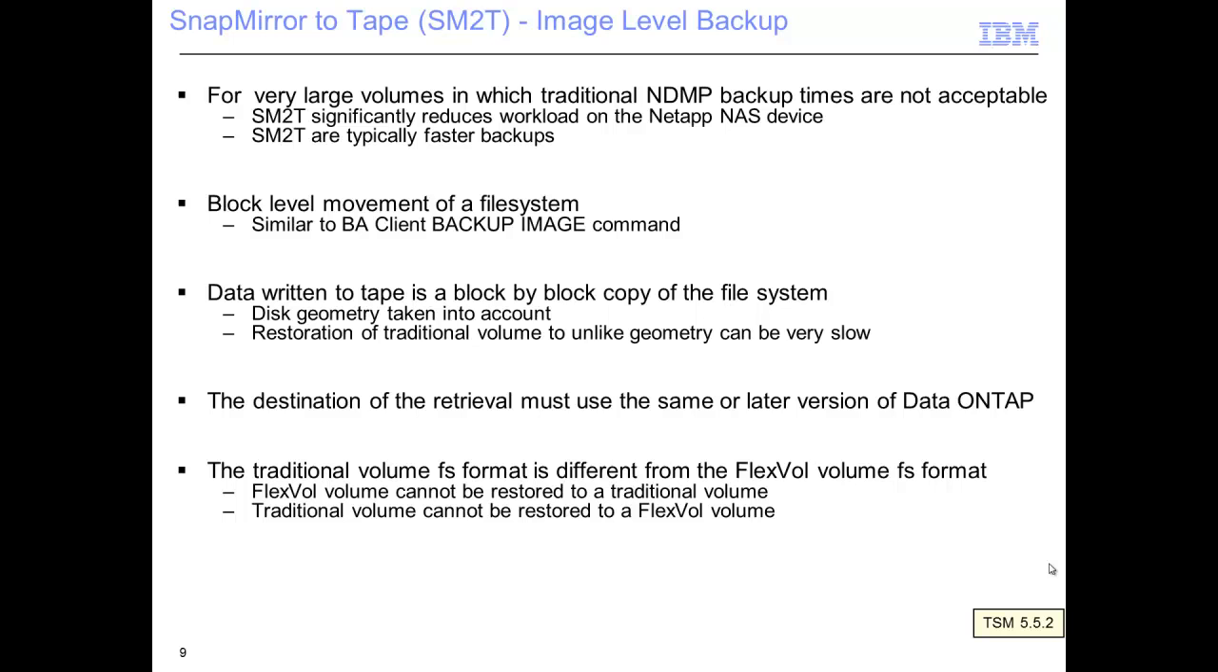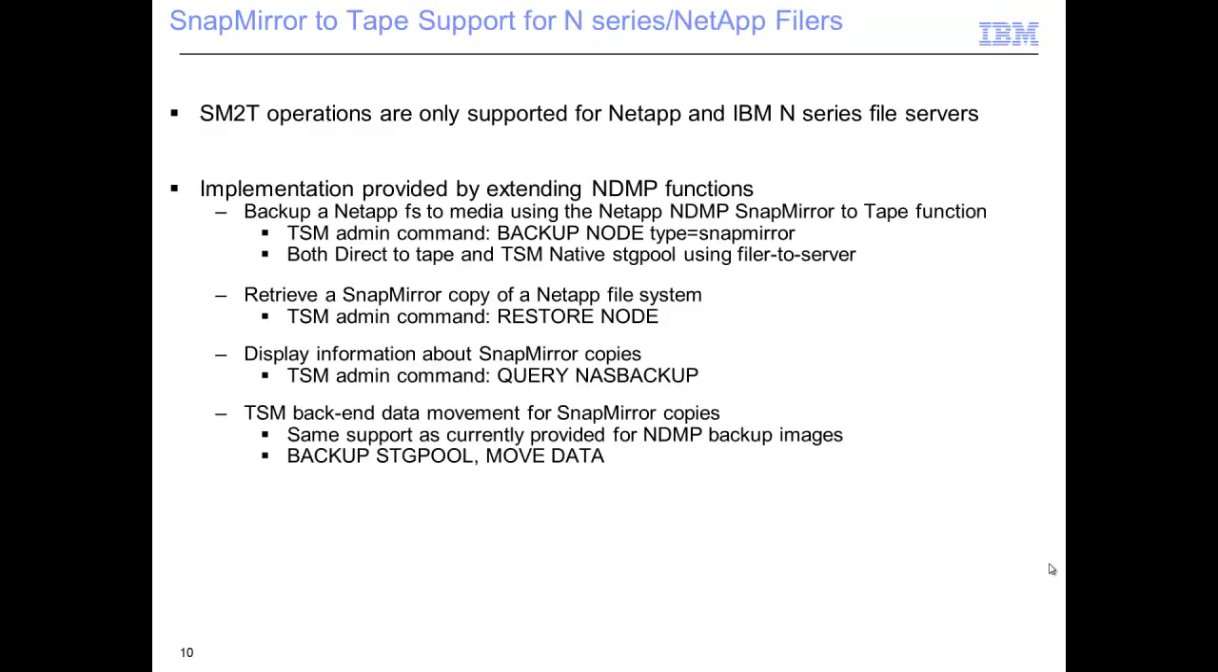When we create the image level backup, it is written to tape, and it's written block by block as a copy of the original file system. We do take into account the disk geometry. Therefore, when you go do a restore, it'll be fastest to restore to a volume that has similar geometry. However, restoring to a volume with unlike geometry is still supported. Once again, this SnapMirror to Tape is only supported on our NetAPP and IBM N Series file servers.